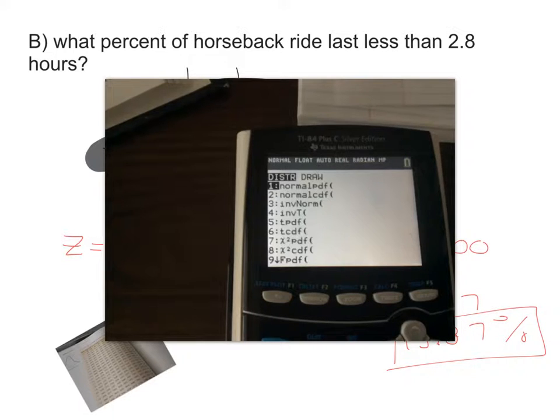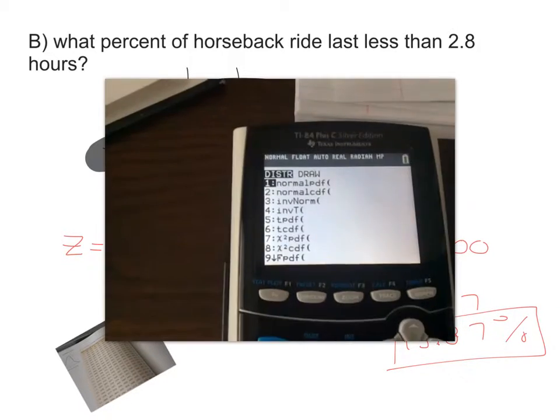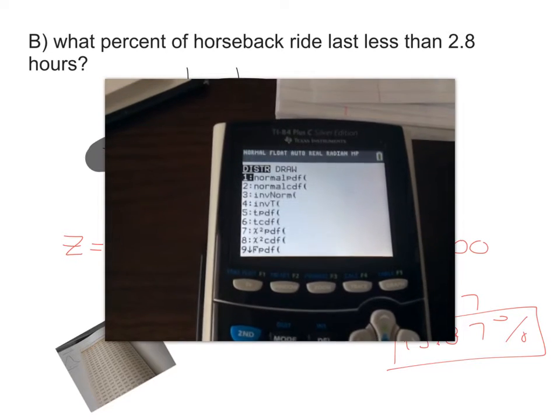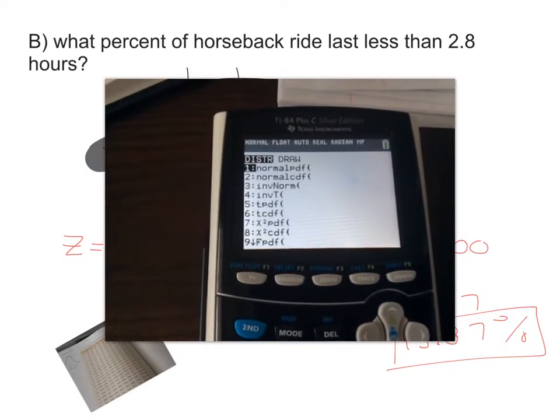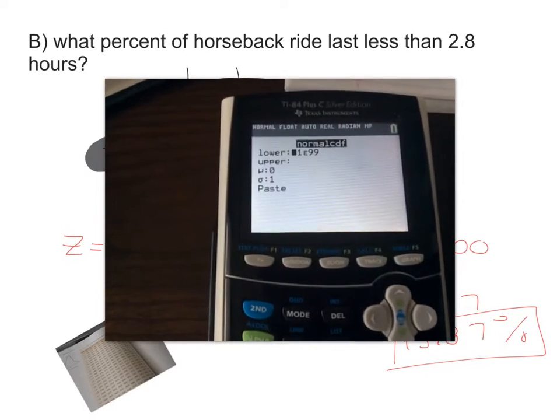I'm going to clear what I did from last video. Okay, so first thing I'm going to do, see this button that says VARS? You need to get to the DISTR for distribution. So we're going to have to hit second VARS, okay? Now, there's a couple options here. There's normal PDF and there's normal CDF. Remember, you're looking for a cumulative distribution. So we're going to select option 2, which is normal CDF.